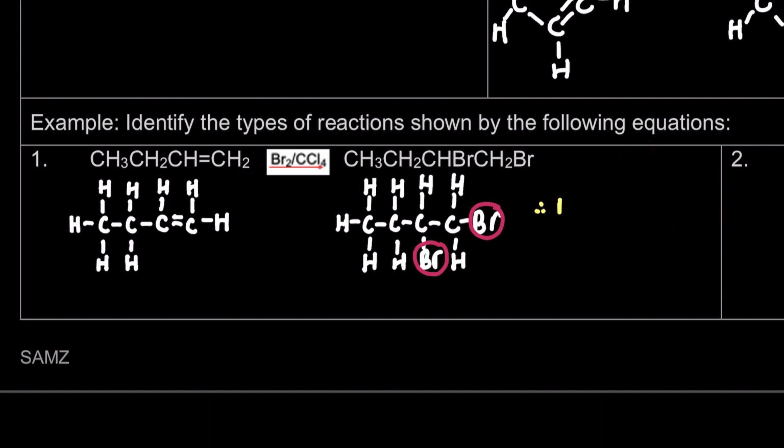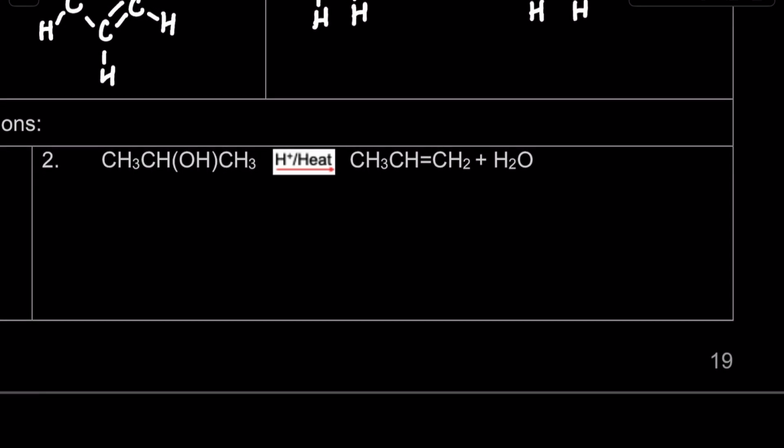So again, you don't have to be specific about whether it is electrophilic or nucleophilic. You just have to mention one of those 3. Okay, so that's for example 1. Now let's look at example 2. In example 2, again, we have 1, 2, 3 carbon.